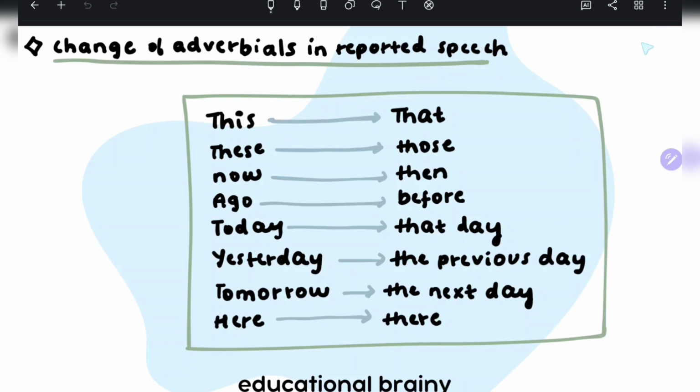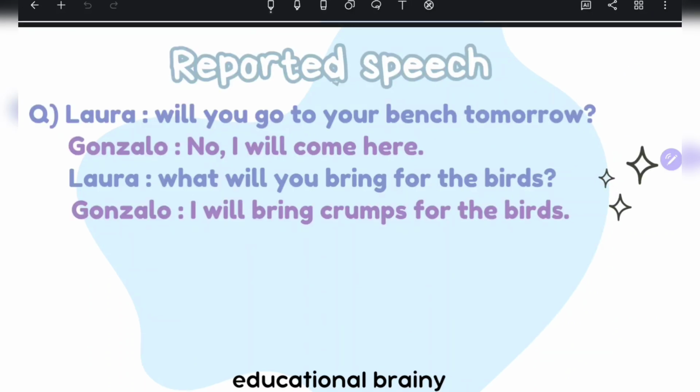So now let's see the question. The first question is: Laura, will you go to your bench tomorrow? Gonzalo, no, I will come here. Laura, what will you bring for the birds? Gonzalo, I will bring crumbs for the birds. So let's see how to write this.